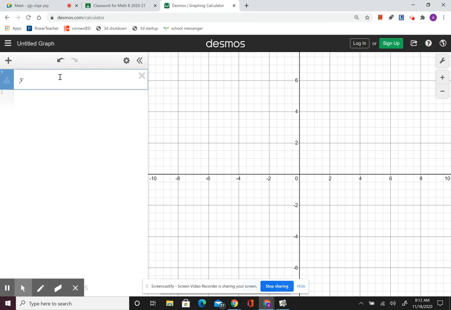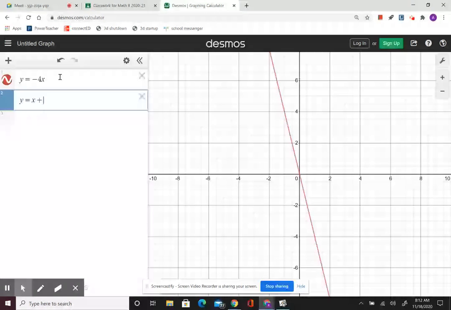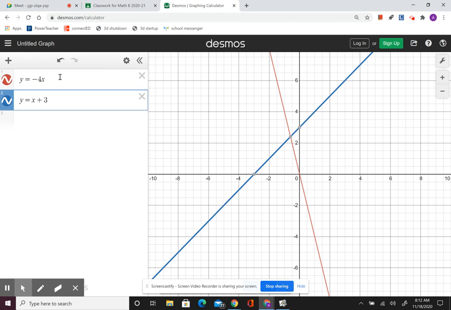Now that first equation was y equals negative 4x. And notice that when you type in that equation, it automatically graphs it for you. If I want to add the other line in there, that was y equals x plus 3. You notice how it graphed y equals x to begin with, and then once I put that plus in there, it said, oh, she's not done yet. So then it moved it up 3 units.